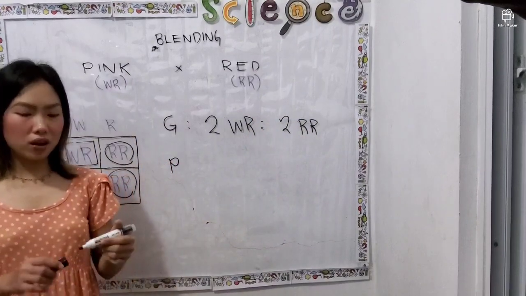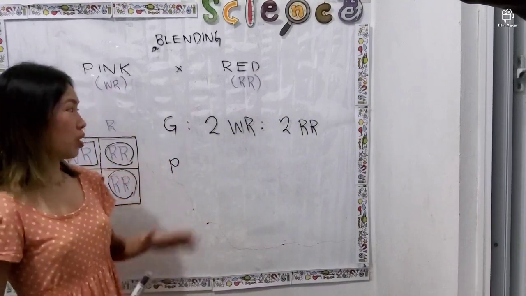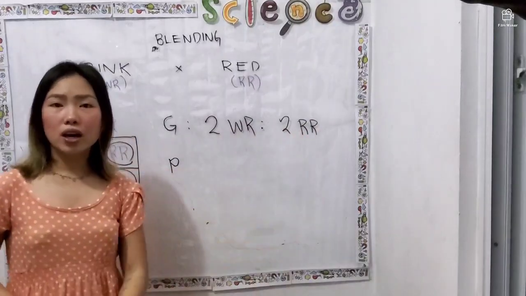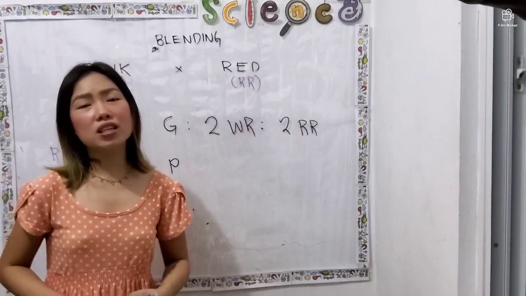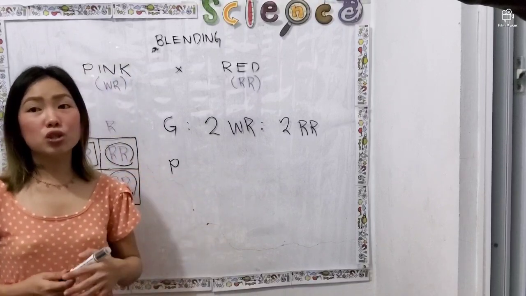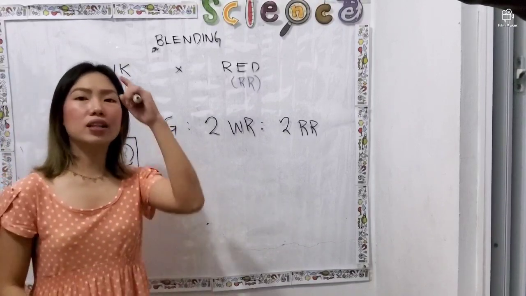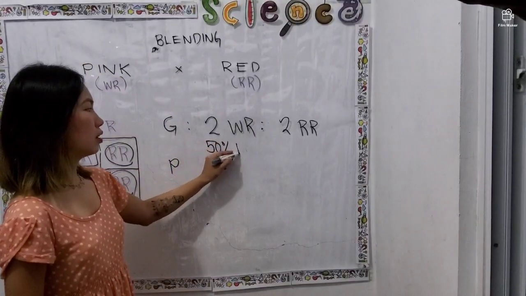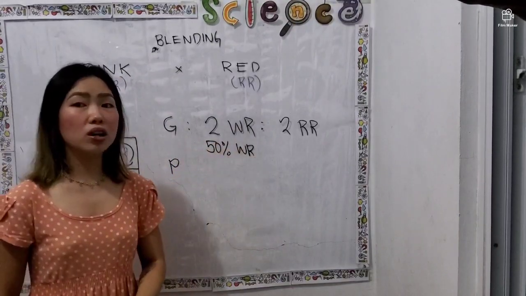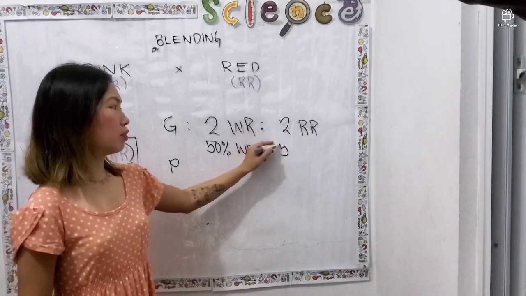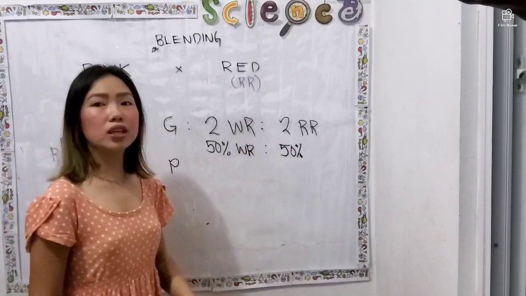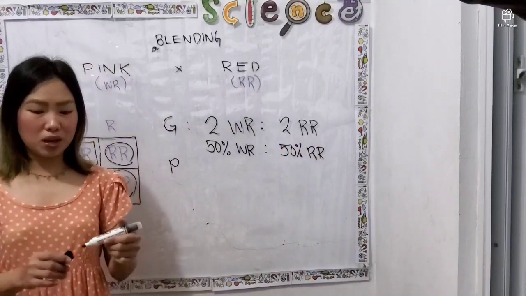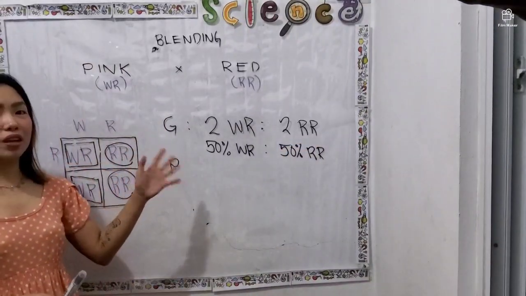So that would be our genotypic ratio. We have 2 WR is to 2 RR. Or, if percentage yung hinihingi sa'yo on the answers, then the percentage would be tigkalahati ng 100%. So we have 50% WR and 50% for the RR. So that would be our genotypic ratio.